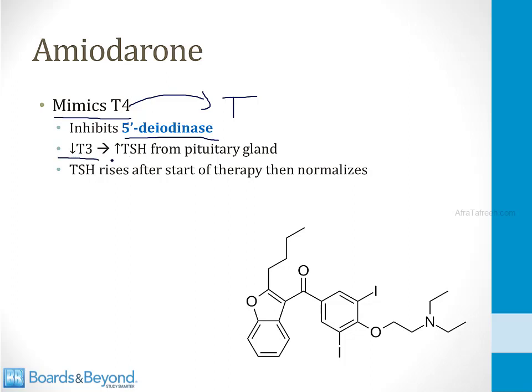This stimulates TSH release from the pituitary gland, and there is a normal mild increase in TSH seen in all patients after they start amiodarone. Usually the level of TSH normalizes after they've been taking amiodarone for a little while, but this is one of the many reasons that you always need to check TSH before you start patients on amiodarone, because it will begin to change after they start taking the drug.